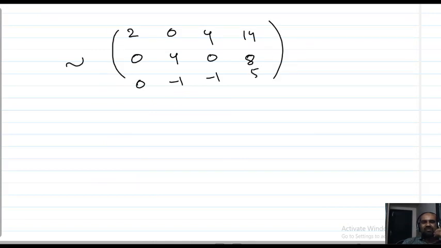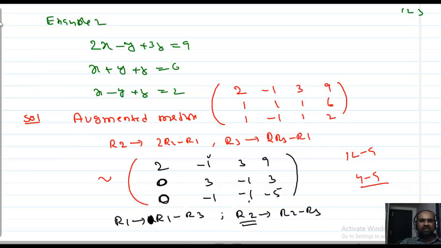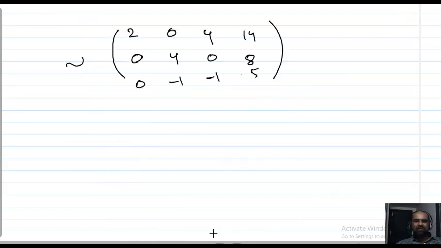Okay students? Yeah. Okay students, I want to cross check. 2 minus 1 3 9. So what is the last one? Here minus 5 is there. What I wrote, that is wrong. You should write minus here. So, some simple operations. What I am doing?